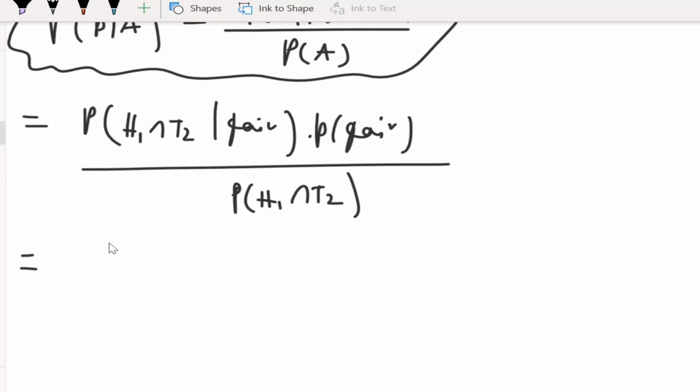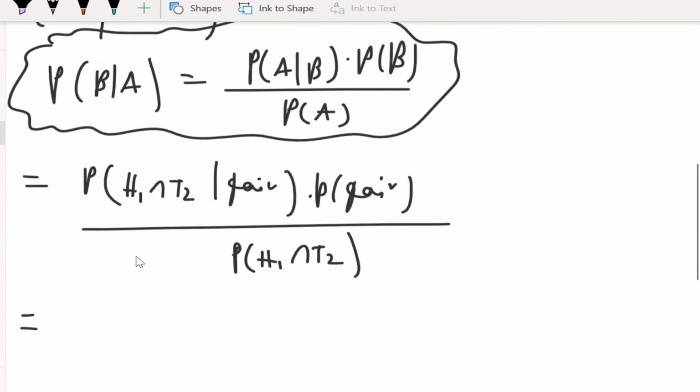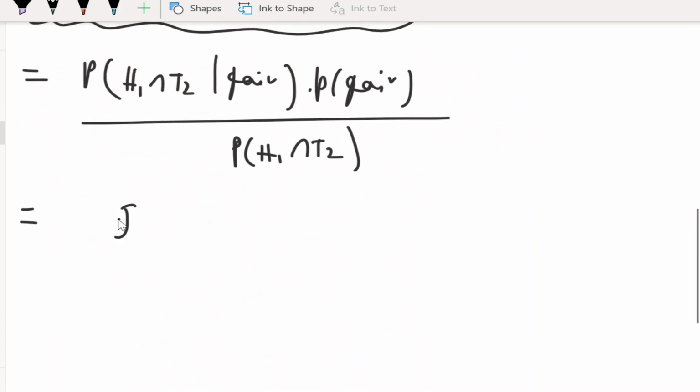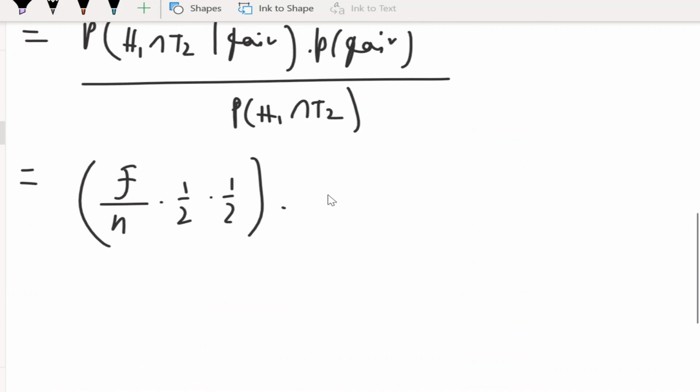Okay, so probability of H1T2 given fair. That's pretty simple. So given fair, which is F over N, then H1T2 is just going to be F over N times half, where this is the probability of getting fair, this is the probability of getting heads first, the probability of getting tails second. Alright, times the probability of fair, which is F over N.